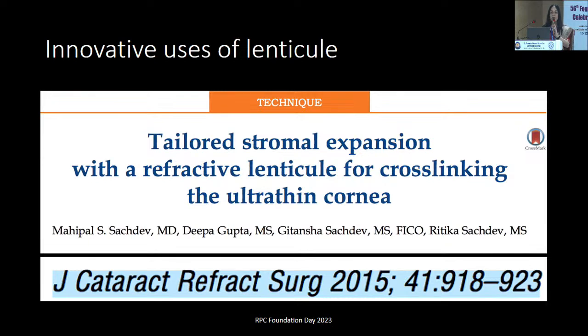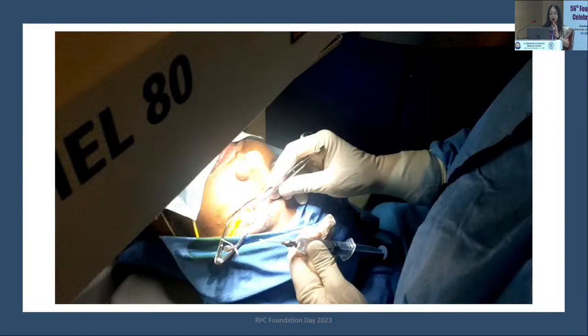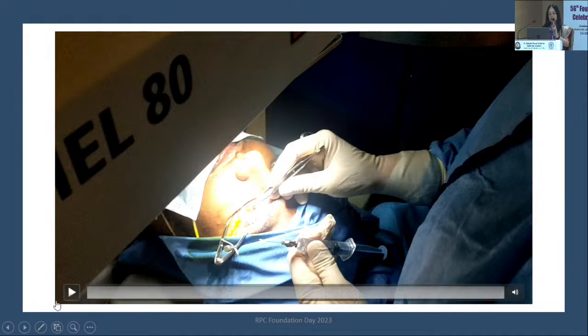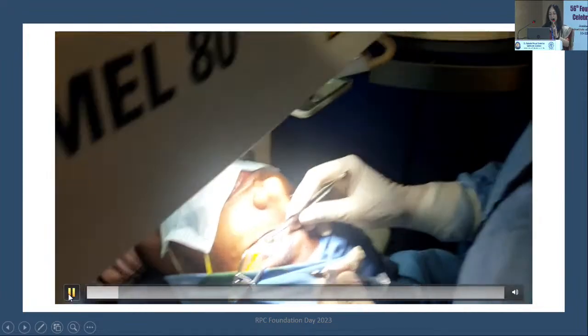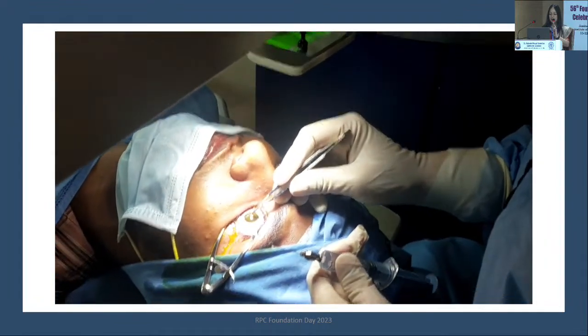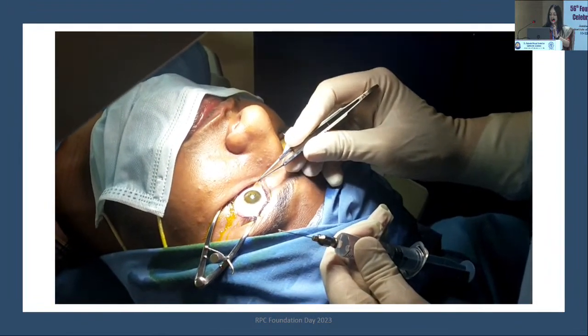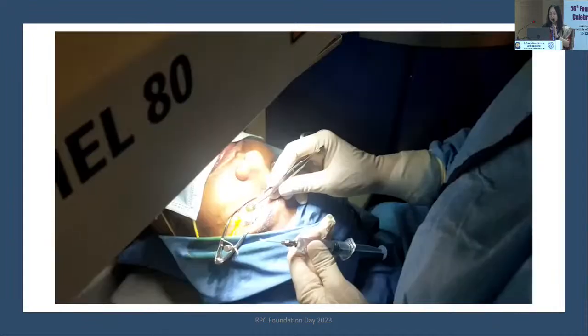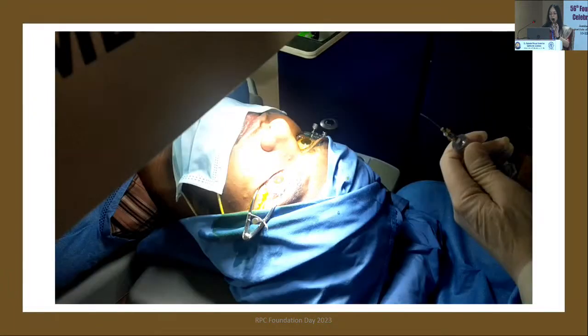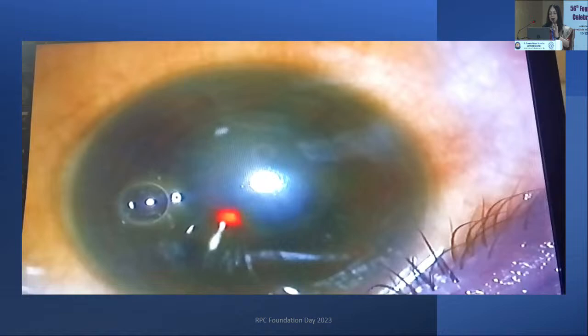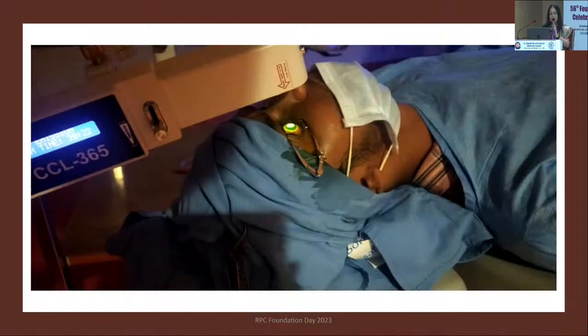In ultra-thin corneas, as was pointed out, it's a challenge to do corneal cross-linking, and so we also tried putting the SMILE lenticule. This is the way we were putting it on the eye. You can actually remove it. This is how we would remove the lenticule. So the lenticule was put on the patient's eye, and this is how it looked. And this is how it was cross-linked.